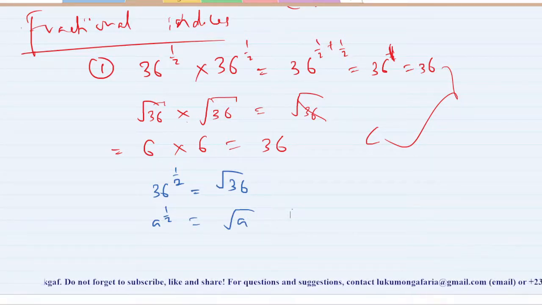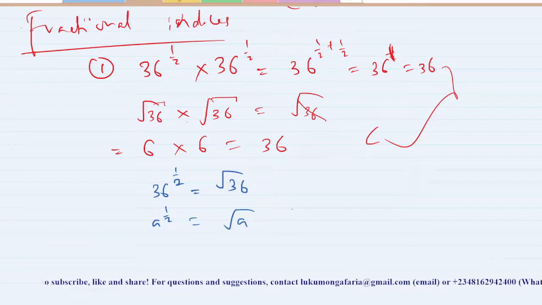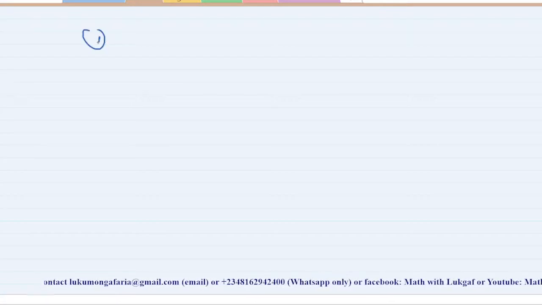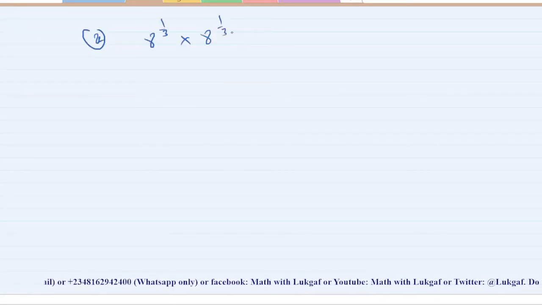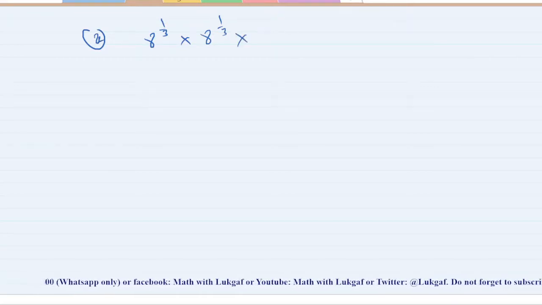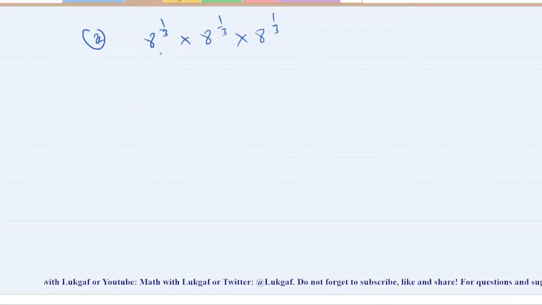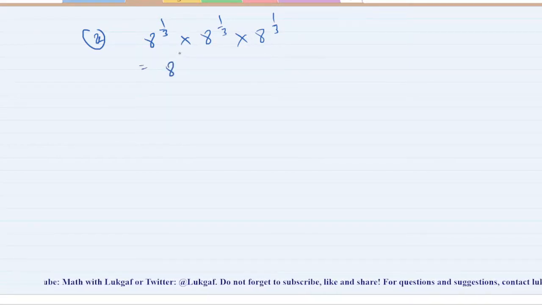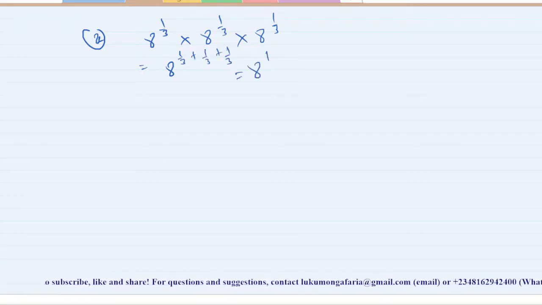Likewise, let us do it for cube root. When you have your fraction in terms of 1/3, let's see what is going to happen. For example, let's say I have 8 raised by 1/3 times 8 raised by 1/3 times 8 raised by 1/3. So that is going to give me what? If you apply the multiplication rule, that's 8 raised by 1/3 plus 1/3 plus 1/3. That's 8 raised by 1, which is 8.